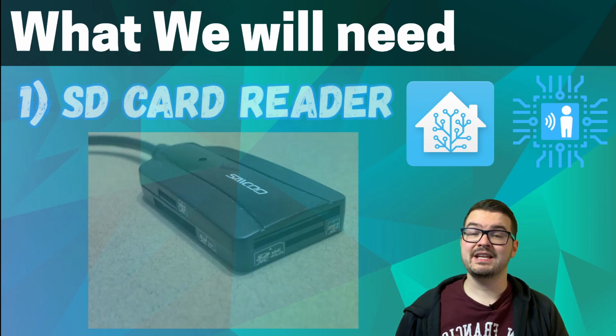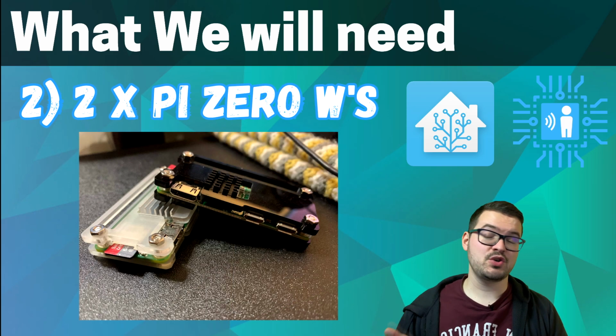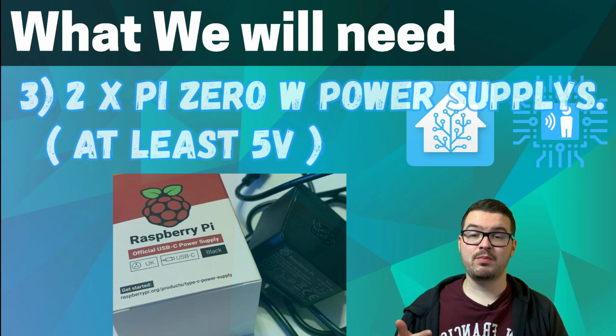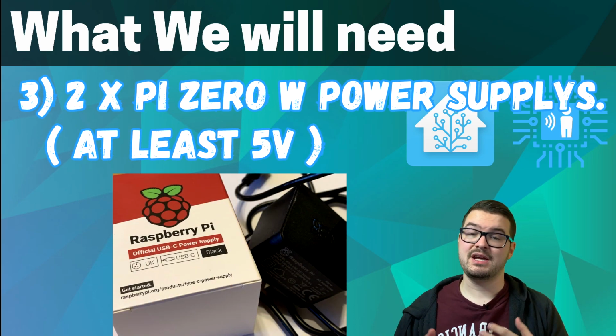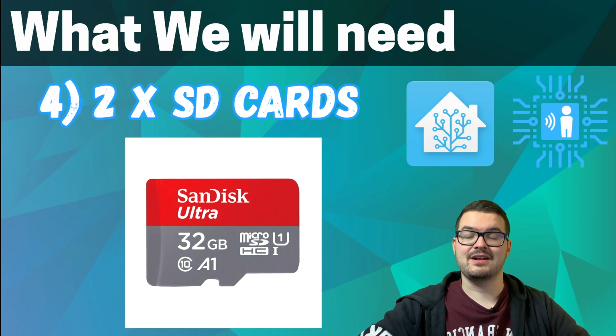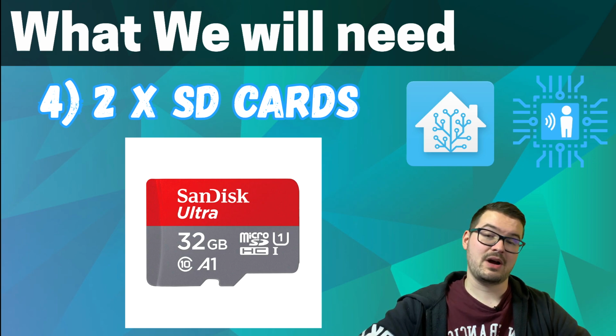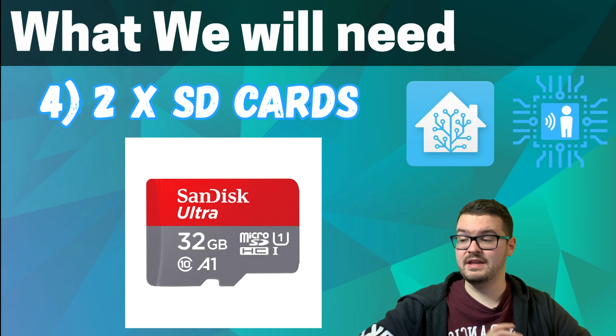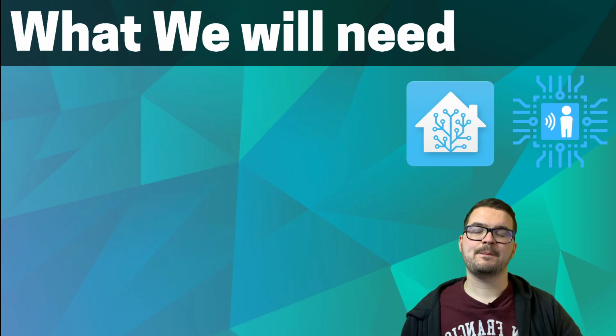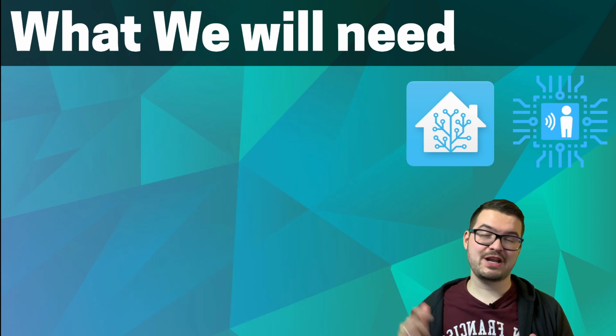Okay, so we're going to need an SD card reader, 2 Raspberry Pi Zero Ws, 2 power supplies for the Pi Zeros. Now I would recommend you use something that's going to give out 5 volts, and 2 SD cards. Now for the size of the SD card, it doesn't matter too much if you're just going to be using it for HomeAssistant. I have successfully set this up and run it on a card that's just 2 gig, but in the example here, I think I've got a 32 gig card and a 64 gig card. If you've got all those things, we should now be good to go.